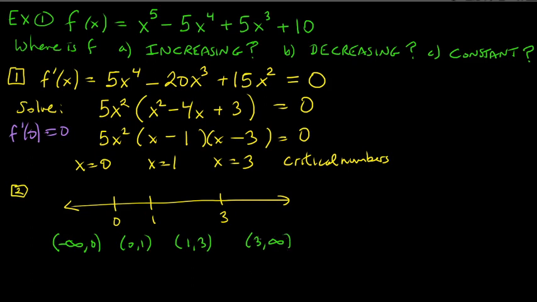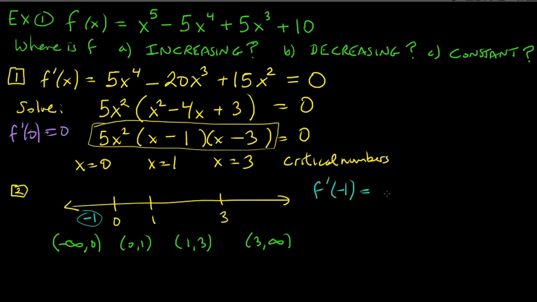Okay, so which ones are going to be increasing, which ones are decreasing? Well, that's still step 2. We have to basically plug in a number on each interval into the derivative. So we have the derivative. In fact, I'm going to use this factored version of the derivative. It's easier. And pick a number that's less than 0. How about negative 1? Let's keep it simple. Plug that into the derivative.